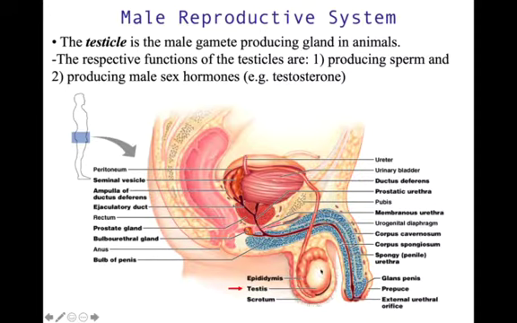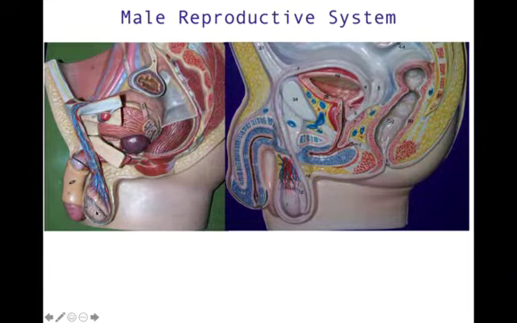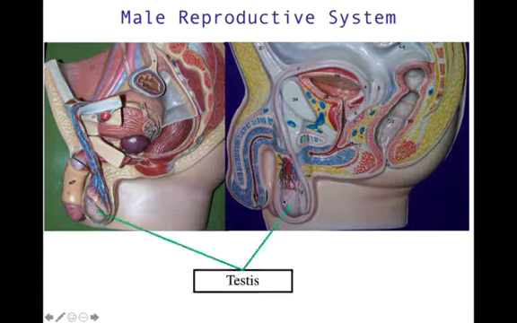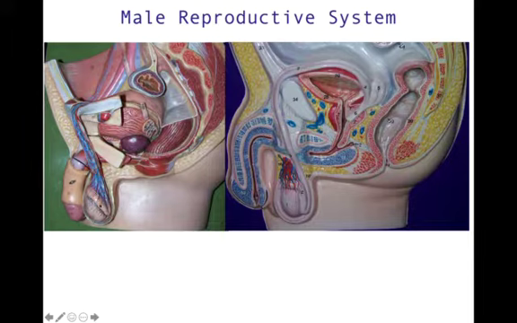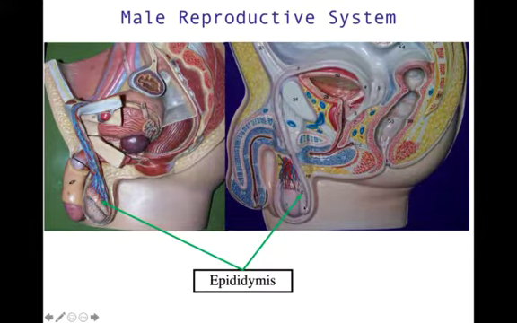Now, on this model, there's a testicle there, and a testicle there. From the testes, we enter this comma-shaped organ behind the testes. This is known as the epididymis. The function of the epididymis is that it stores and matures sperm. Here's the epididymis on this model, and number 2 is the epididymis on this other model. Stores and matures sperm.